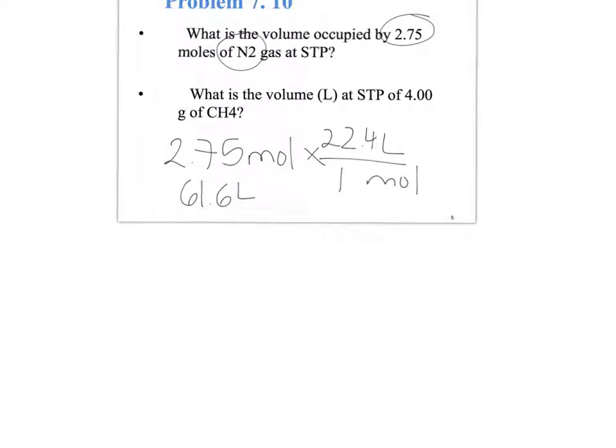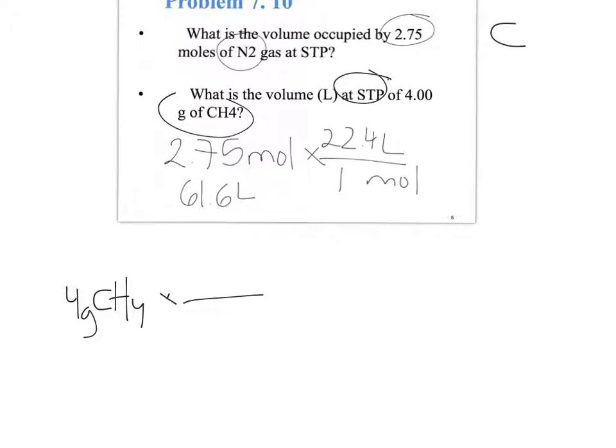What is the volume at STP for 4 grams of methane? This one is a little bit more tedious. We have 4 grams of methane. So the first step will be to convert those grams to moles. For that, we need the molar mass of methane. Methane has 1 carbon and 4 hydrogens. Each hydrogen is 1, so 4 times 1 is 4. So the molar mass of methane is 16 grams.